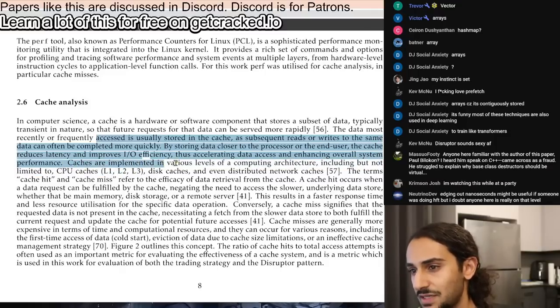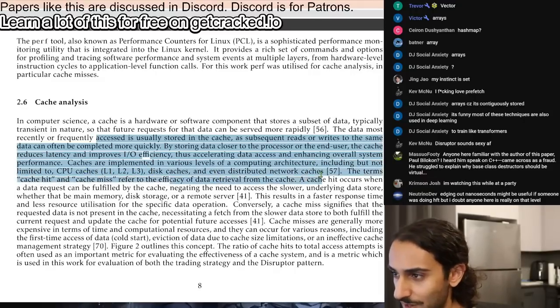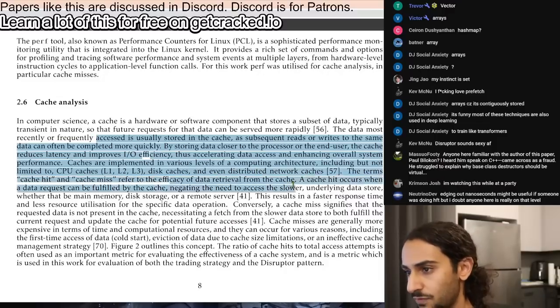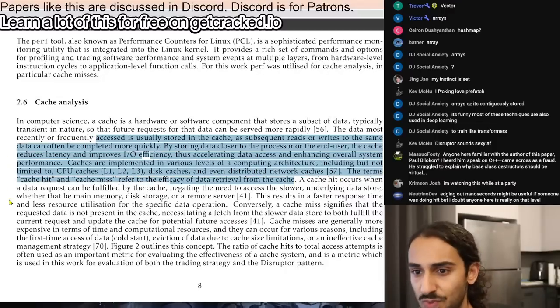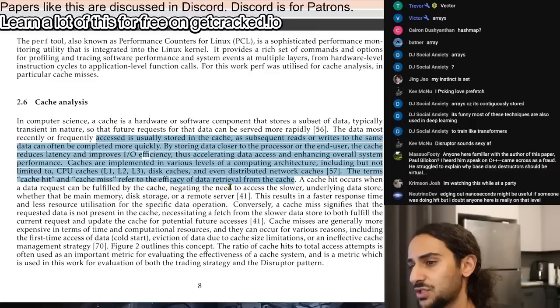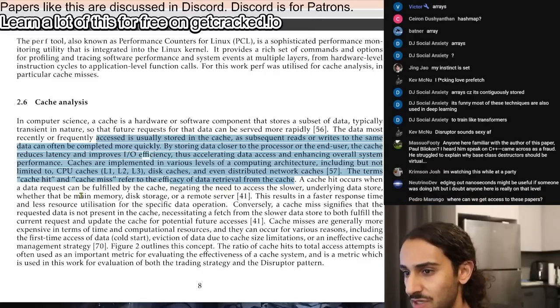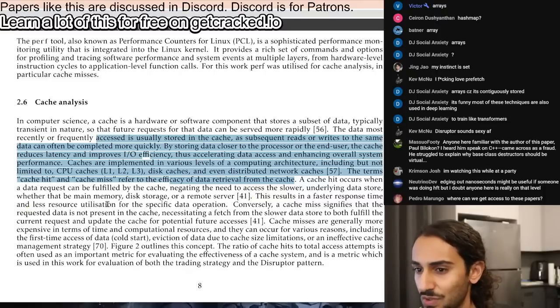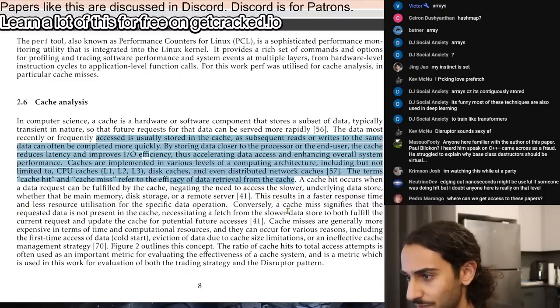Caches are implemented in various levels of computing architecture, including but not limited to CPU caches, L1, L2, L3, disk caches, and even distributed network caches. The terms cache hit and cache miss refer to the efficacy of data retrieval from the cache. A cache hit occurs when a data request can be fulfilled by the cache, negating the need to access the slower underlying data store, whether that be main memory, disk storage, or remote server. This results in a faster response time and less resource utilization for the specific data operation.